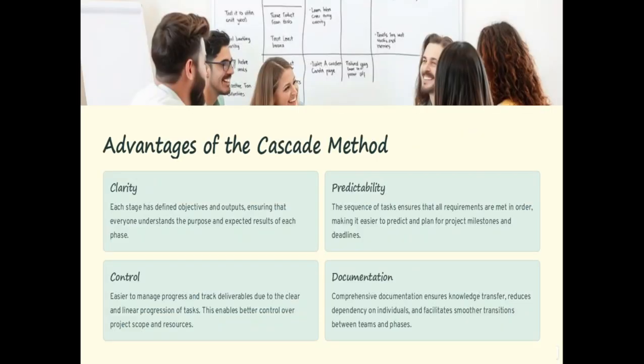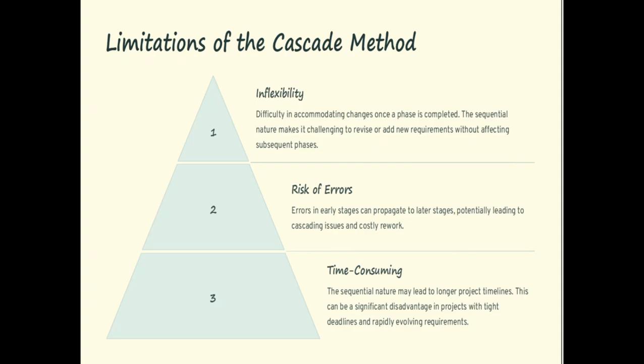So the advantages of the cascade method: we can see the clarity, where each stage has a defined objective and output, ensuring that everyone understands the purpose and the result of each phase. And the predictability of the sequence of tasks ensures that all the requirements are met, making it easier to predict and plan for the project milestones and deadlines. And also we can check the control of each and every stage through the linear progression of tasks, and this enables better control over the project scope and the resources.